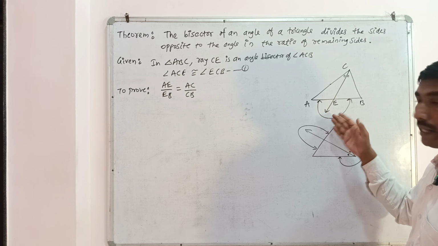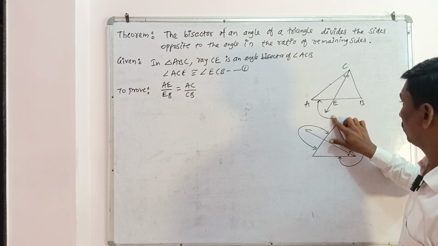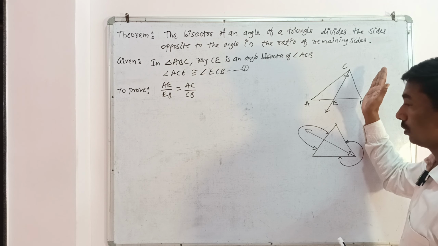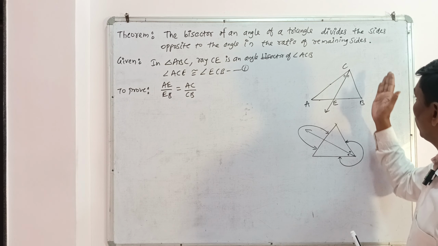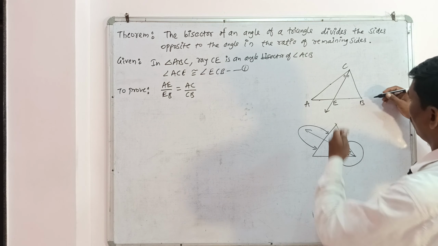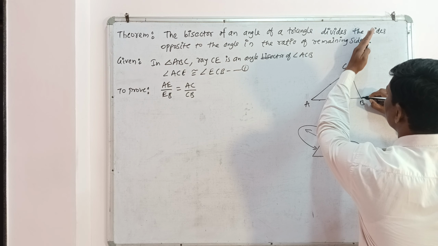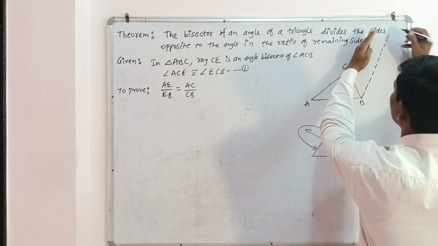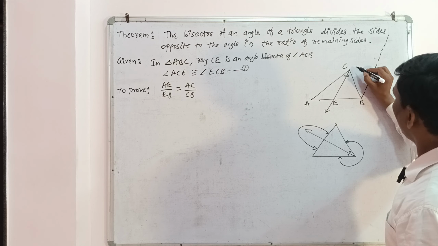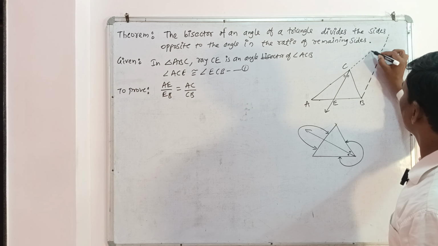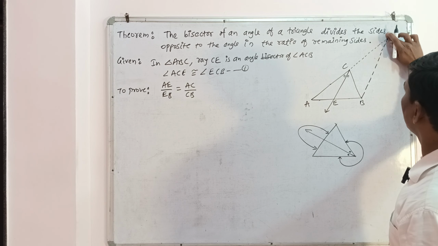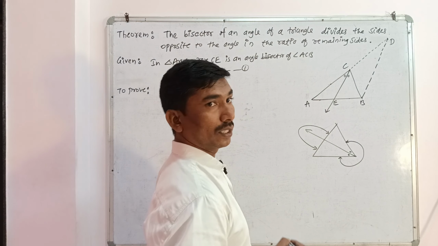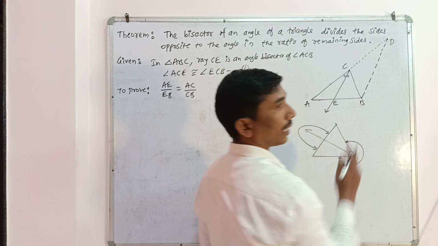So I have CE, ray CE here, and what I will do is draw a side parallel to CE, and I will draw it from B. Okay, so for drawing a side parallel to ray CE, I will draw it like this, and I will extend this AC again so that it can meet this side at point D. Okay, now these two, CE and BD, are parallel.